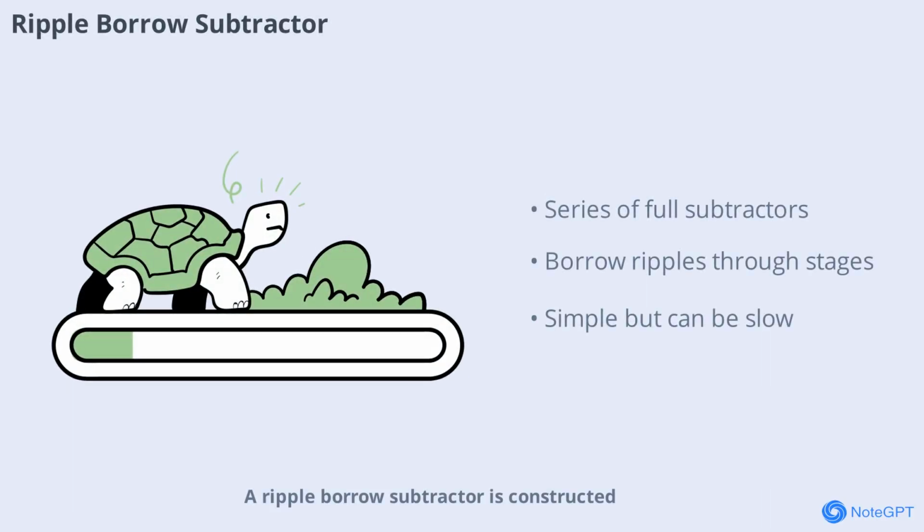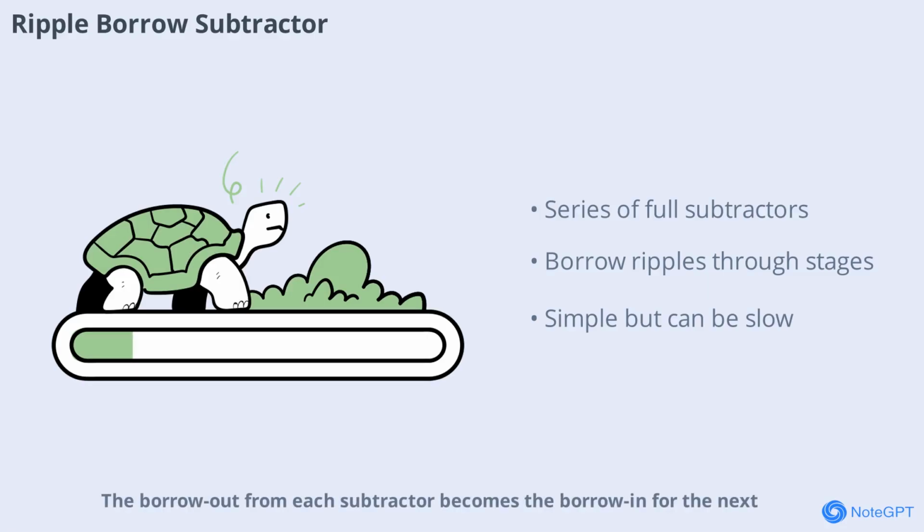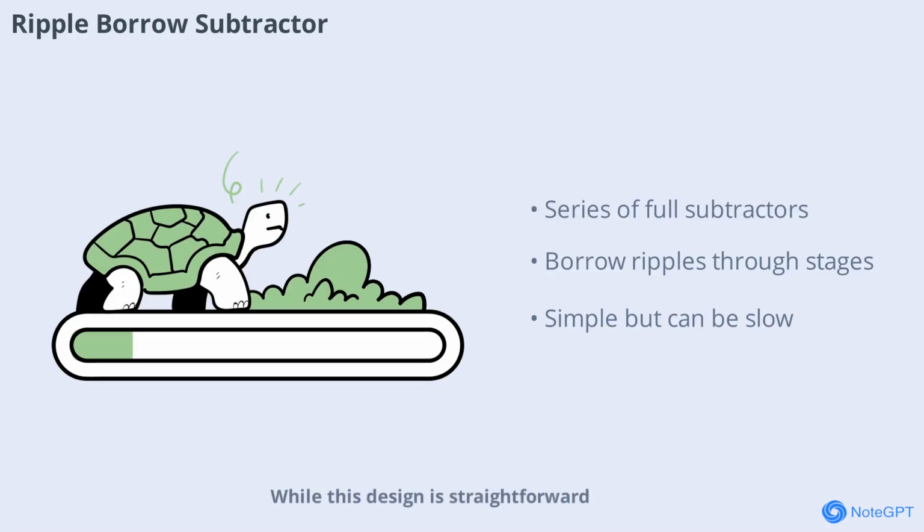A ripple borrow subtractor is constructed by connecting several full subtractors in sequence. The borrow-out from each subtractor becomes the borrow-in for the next. While this design is straightforward, it can be slow for large numbers because each stage must wait for the previous borrow to ripple through. Despite this, ripple borrow subtractors are widely used due to their simplicity.